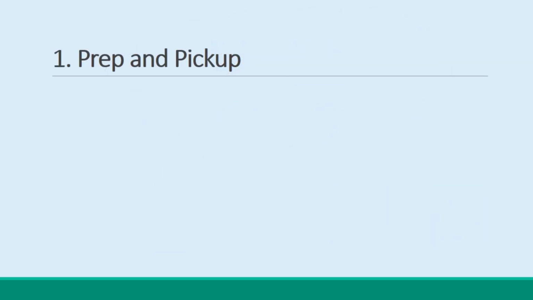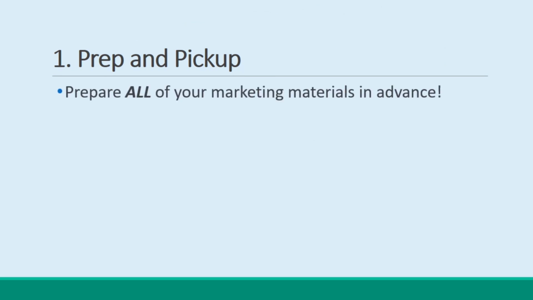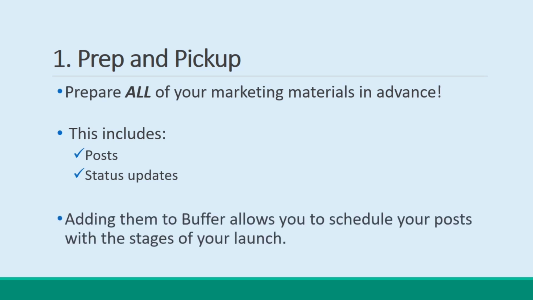Prep and pickup. One tip is to use the strategy called prep and pickup. That is to say that you should prepare all of your marketing materials in advance of going live with your product. You can do this on social media by writing all your posts and status updates and then adding them to Buffer. This will let you schedule your posts to coincide with the stages of your launch, even letting you update your audience with a live countdown.